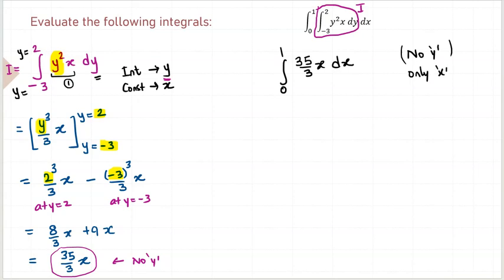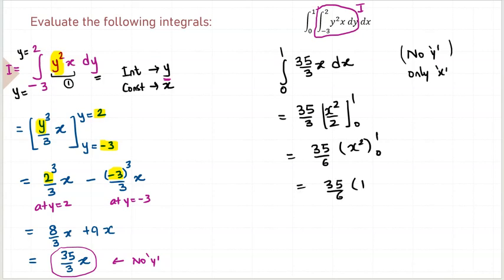Okay, so just integrate. It is 35 over 3 times x square over 2 from 0 to 1. These are the limits for x. So you can say 35 over 6 x square, limits from 0 to 1, which gives you 35 over 6 times (1 square minus 0 square). So the final answer will be 35 over 6.